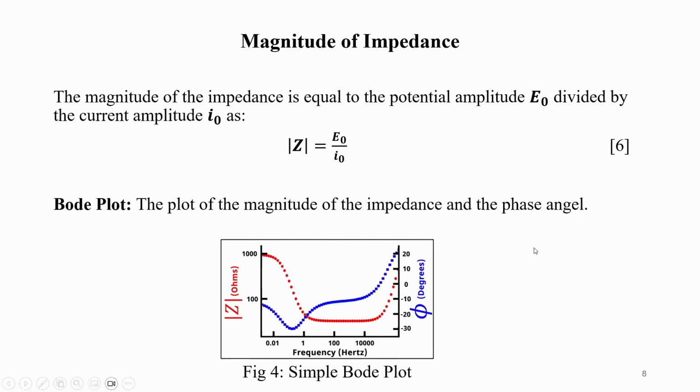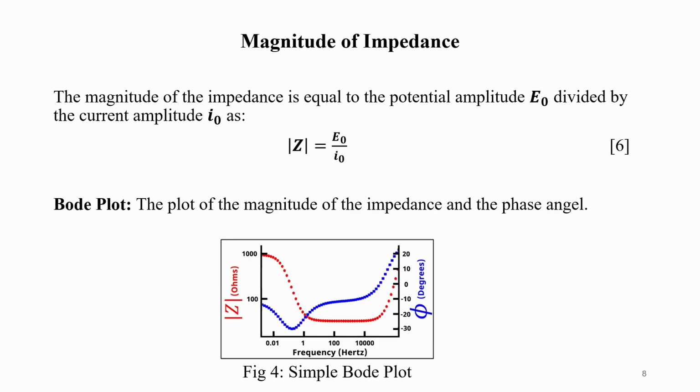I will present about magnitude impedance. On this slide, we define the magnitude impedance. Impedance tells us how strongly a system resists AC current. The equation is very straightforward. Magnitude thus is the voltage amplitude divided by the current amplitude.